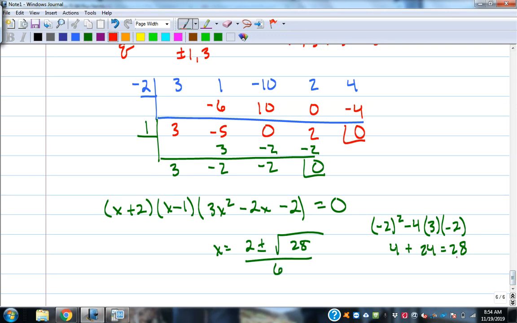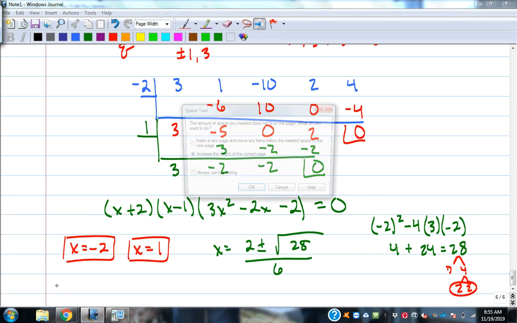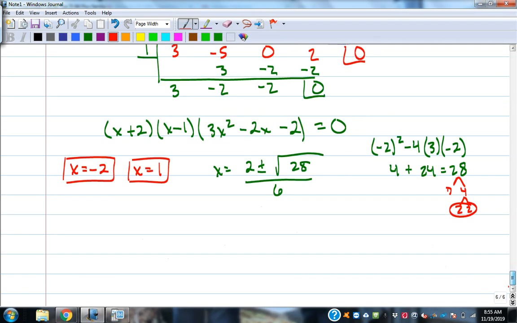I'm going to break down the 28. 7 and 4. 2 and 2. So a 2 comes out. So I have x equals -2, x equals +1. Those are the ones we used in synthetic division. And then I've got these real solutions, but they're not rational because I got that square root left in there. We're going to simplify that a little bit. Make it 2 plus or minus 2 radical 7 over 6.